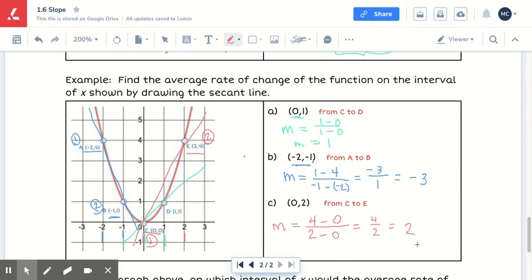It is a positive 2, which is what I was expecting. It is rising from left to right, so I was expecting a positive value. So that means the average rate of change of this function from x equals 0 to x equals 2 is a positive 2.